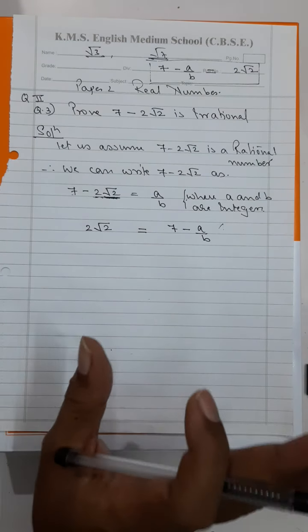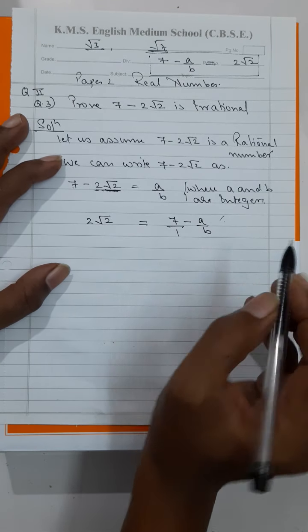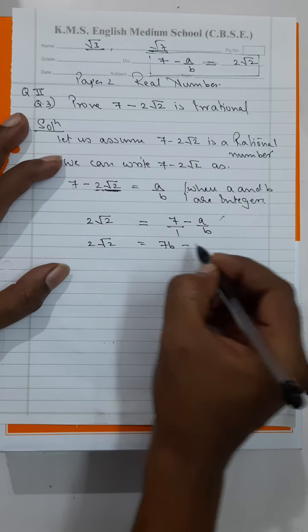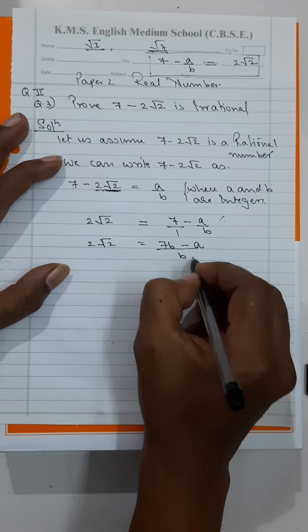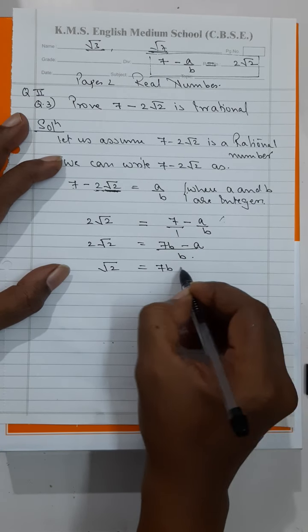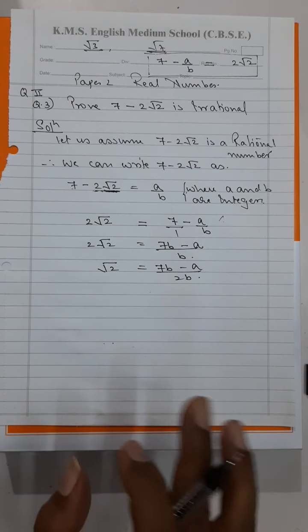Okay, so this is where you will be. And after writing this, then nobody can save you. But now, because there is a binomial over here, I will have to solve this. 2 root 2 is equal to 7b minus a upon b. Now 2 will be shifted over there and you will get root 2 is equal to 7b minus a upon 2b. Now same old story, you will say the same thing.